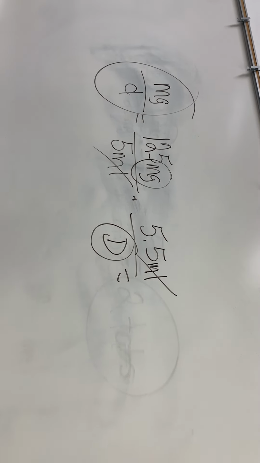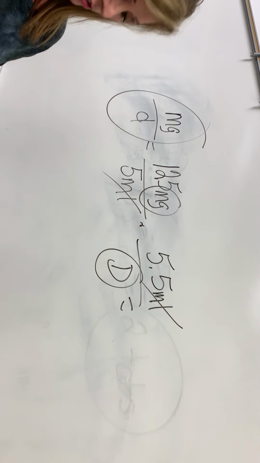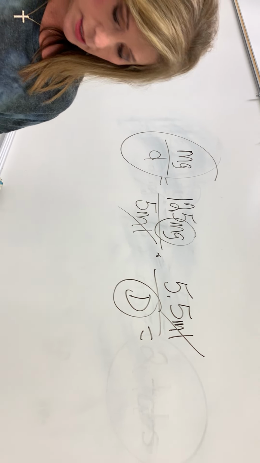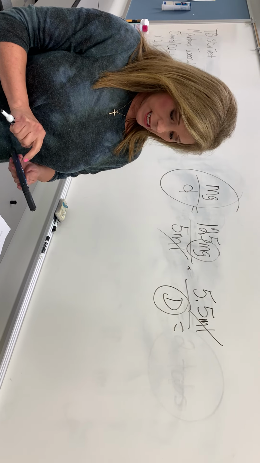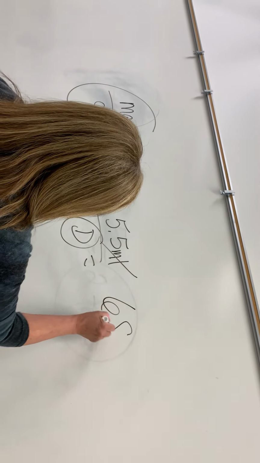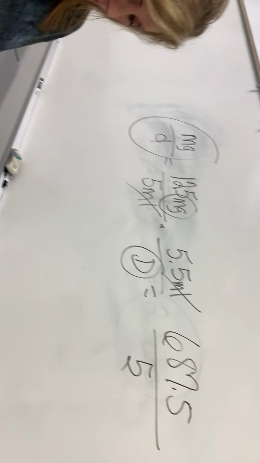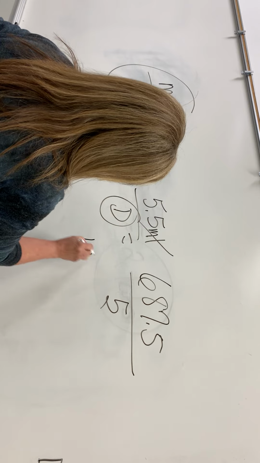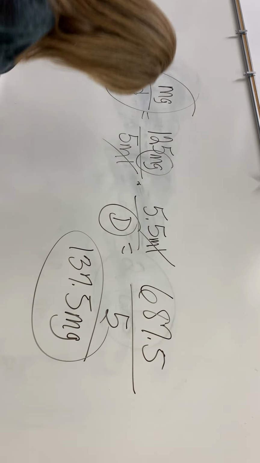So 125 times 5.5, I have to calculate. Sorry, can't do that one in my head. Let me find my little calculator. 125 times 5.5 is going to be 687.5, and we're going to divide that by 5. If that is divided by 5, our answer is going to be 137.5 milligrams. That is your answer for number 3.